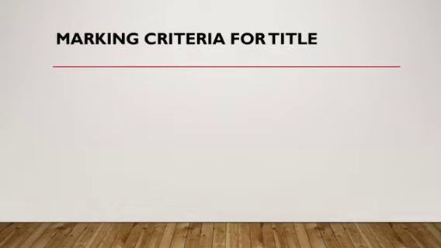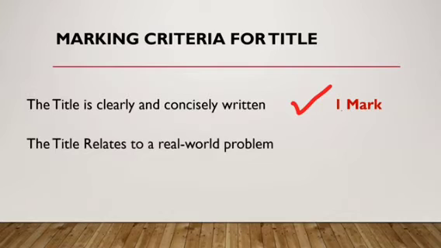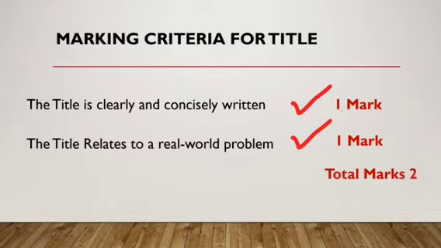Now that we have our title, we are going to use our marking criteria to check for alignment. If the title is clearly and concisely written, 1 mark is allocated to that. If the title relates to a real-world problem, then you get another mark for a total of 2 marks.